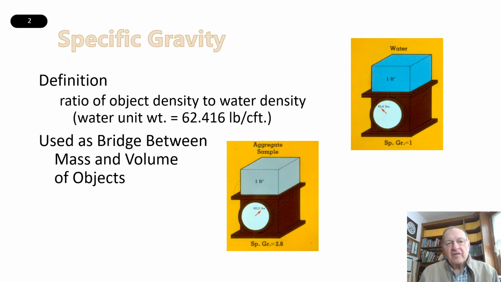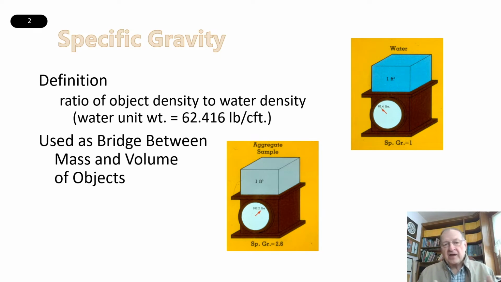So let's start off by defining what specific gravity is. Specific gravity is the ratio of the density of an object to the density of water. So for example, water weighs 62.4 pounds per cubic foot.